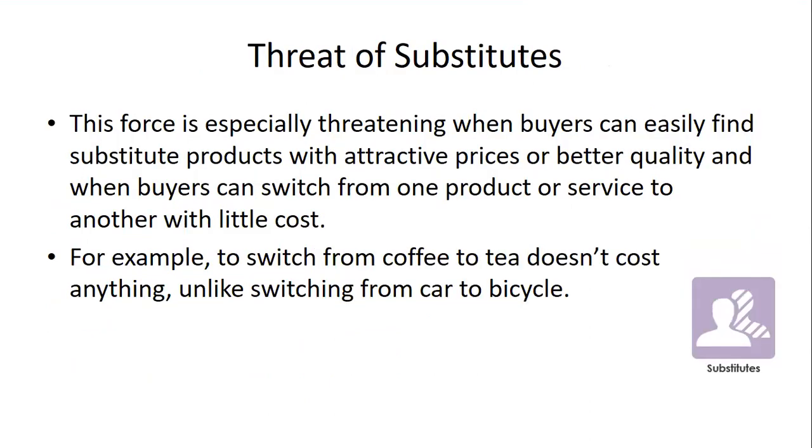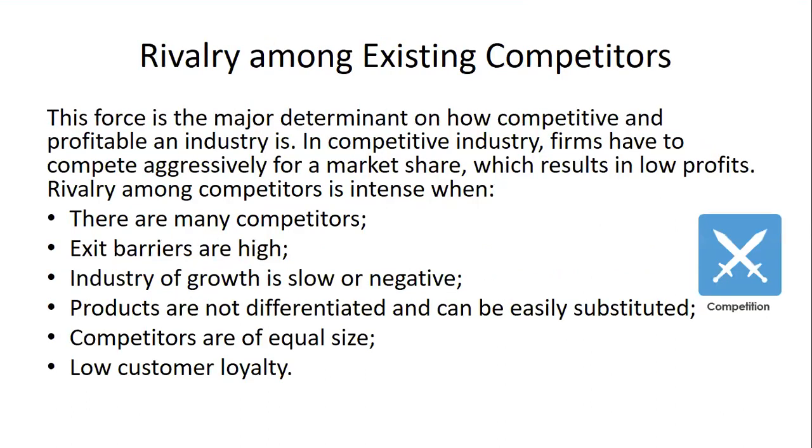Substitutes threat. This force is especially threatening when the buyers can easily find substitutes, either in the form of an attractive price or quality. For example, switching from coffee to tea doesn't cost anything, unlike switching from car to bicycle. So either they take it in the price format, or in the form of quality.